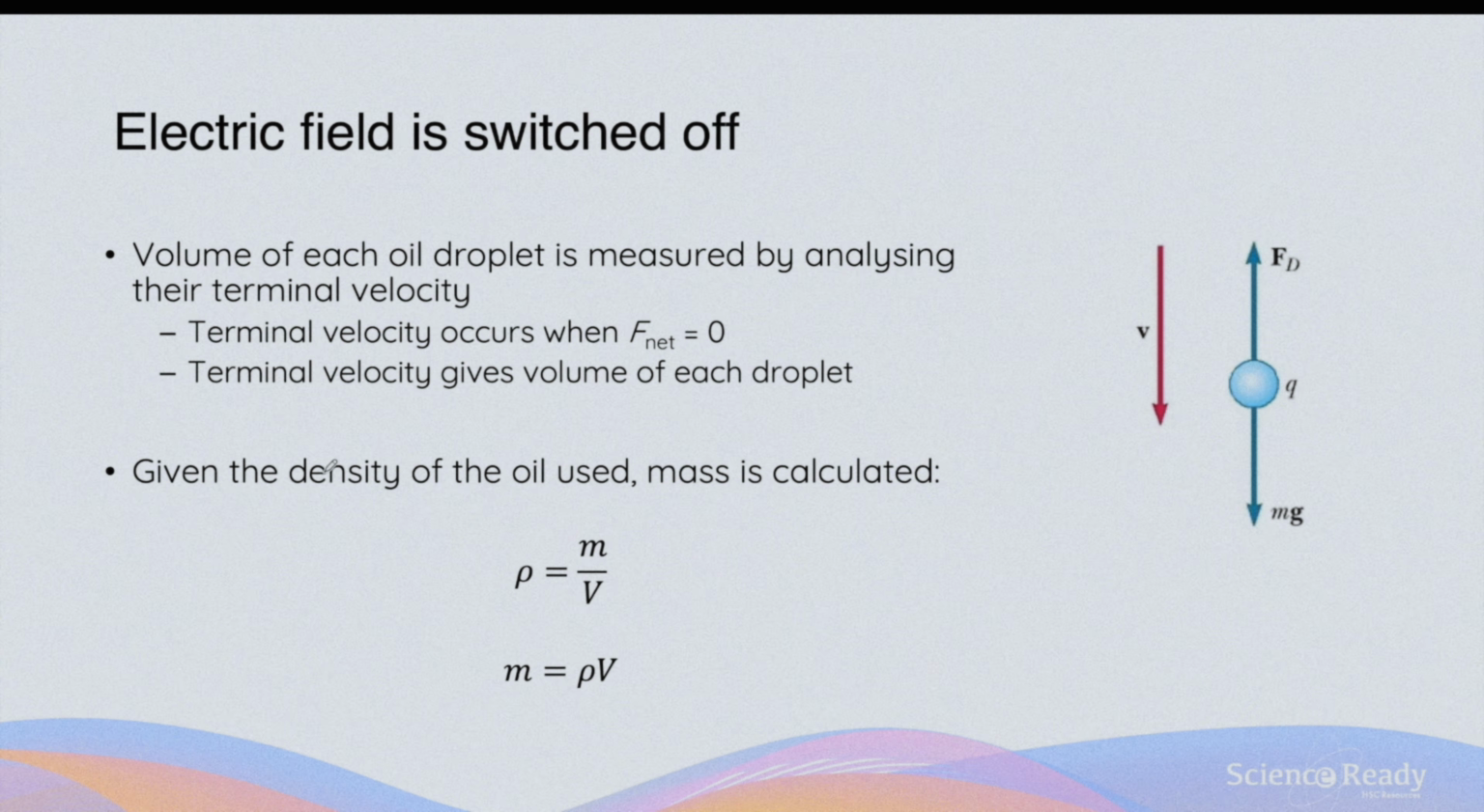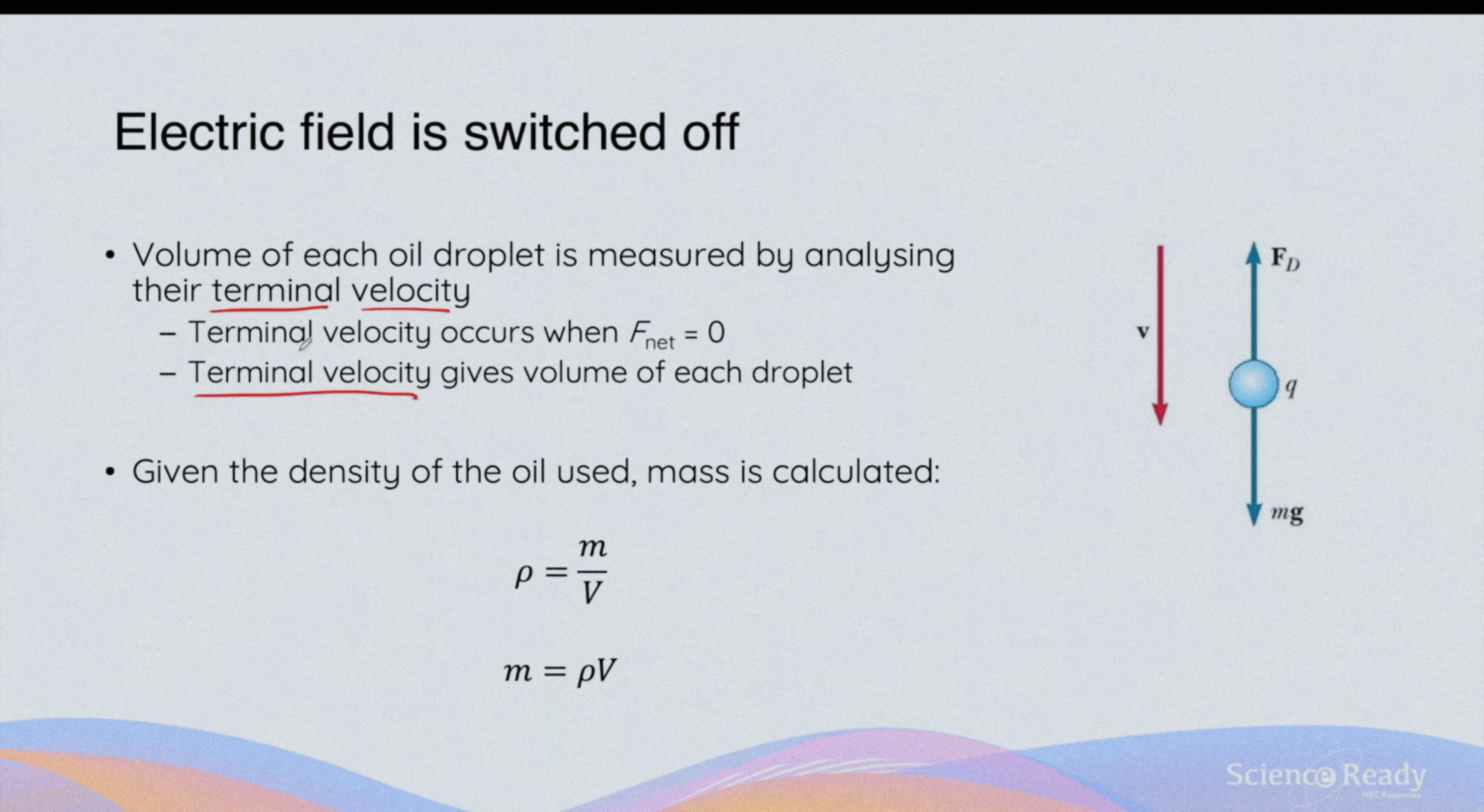So the question is, how did Millikan determine the mass of each oil droplet? Millikan did this by switching off the electric field. When the electric field is absent, the oil droplets will be subject to the weight force and also air resistance going upwards. When the magnitude of the weight force equals the magnitude of the drag force, or the air resistance, each oil droplet will be falling at what we call a terminal velocity. This is when the oil droplets are falling at the greatest velocity possible and at a constant speed.